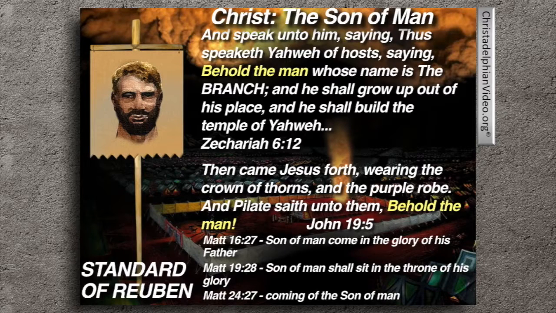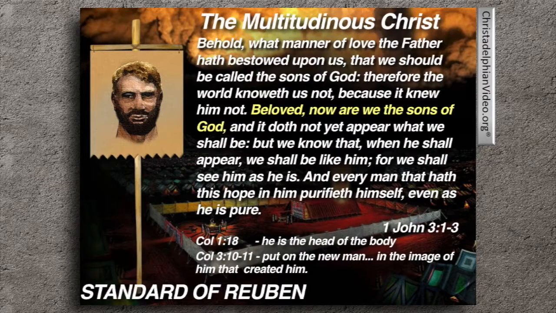We read in First Epistle of John chapter 3 and verse 1, "Behold, what manner of love the Father hath bestowed upon us, that we should be called the sons of God. Therefore the world knoweth us not, because it knew him not. Beloved, now are we the sons of God, and it doth not yet appear what we shall be, but we know that when he shall appear, we shall be like him."